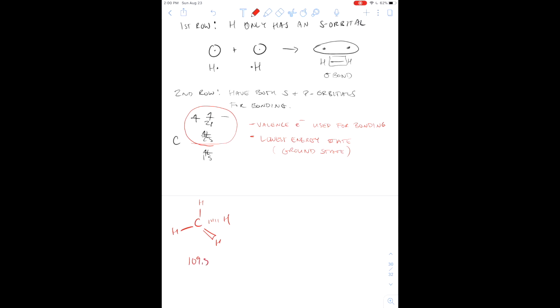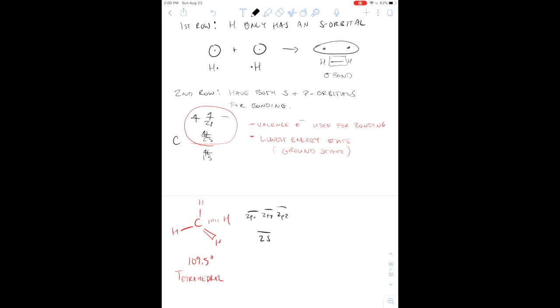And so let's look at methane, for example. We've got carbon with 4 hydrogens on it, and it's 109.5 degrees, and this particular molecule is tetrahedral in its geometry. Okay, so if we were to look at just the s and the p orbitals, remember the s is spherical, and p orbitals are projected in the x, the y, and the z plane.